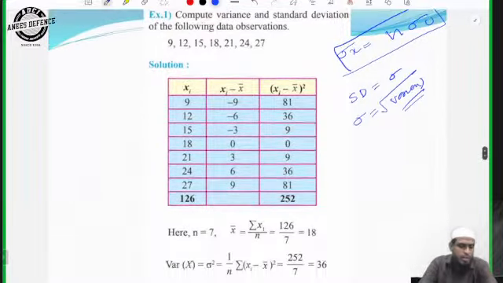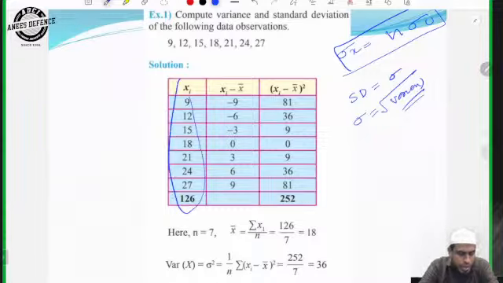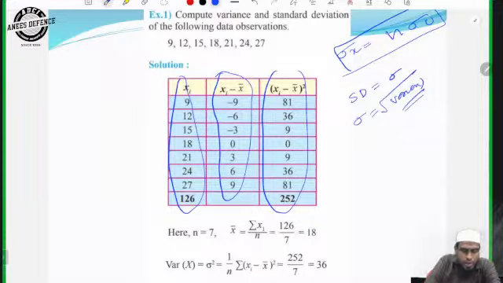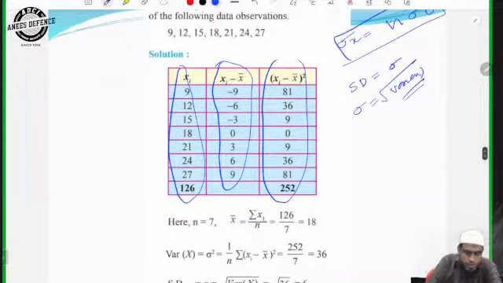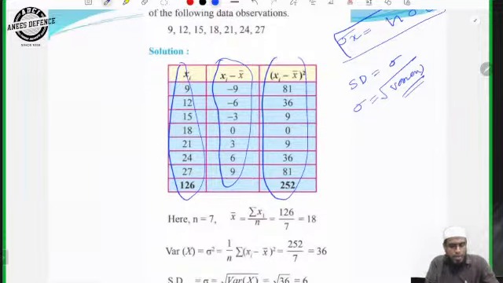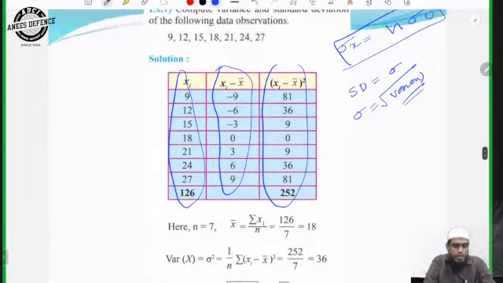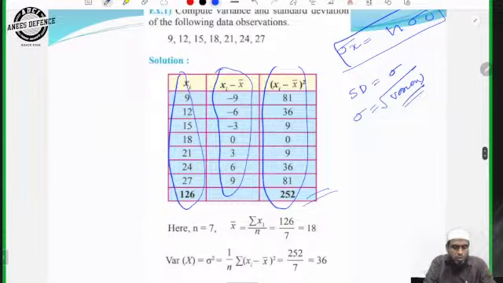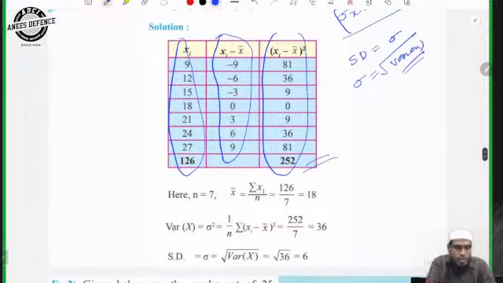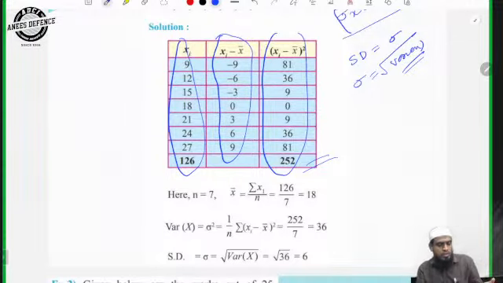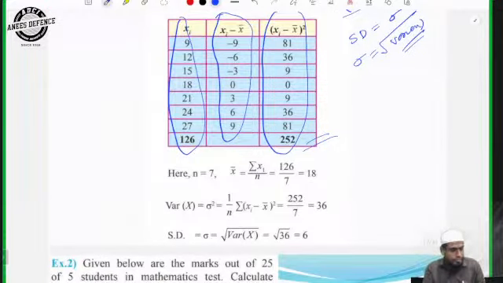We have so many observations, and xi minus x bar the whole square is taken here. So by using the standard formula, variance is equal to 1 by n into sigma xi minus x bar the whole square. Xi minus x bar the whole square is actually 252. So 252 divided by n. How many n? 1, 2, 3, 4, 5, 6, 7. 7 observations are there, and the summation of xi minus x bar the whole square is 252. So 252 by 7 is actually 36.